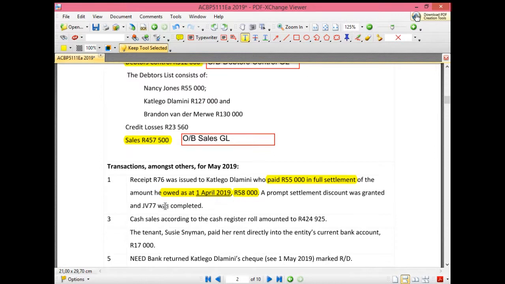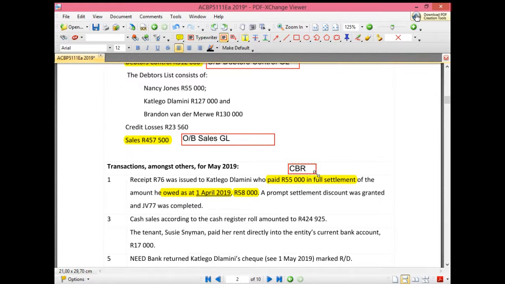Okay, so what two journals would be affected by this transaction? CBR, which is cash book receipts. So in the cash book receipts we are accounting for the 55,000. But now there's 3,000 that I still need to write off. They already owe us 58,000, but how do I get that 3,000 out?